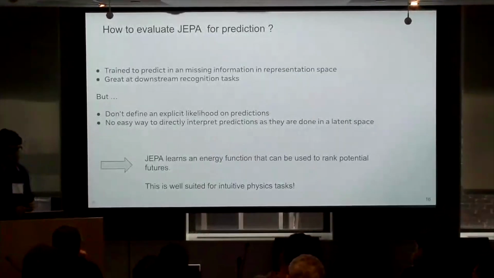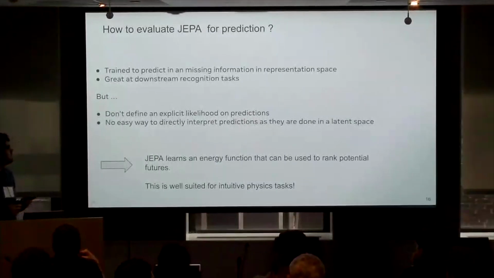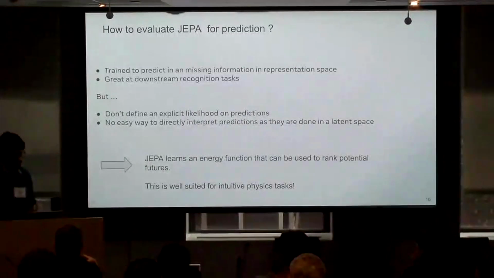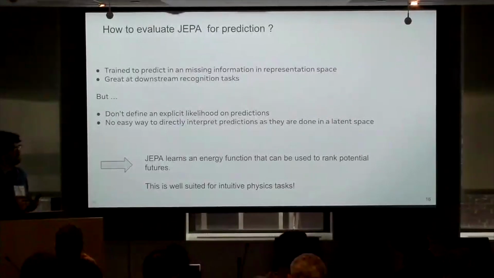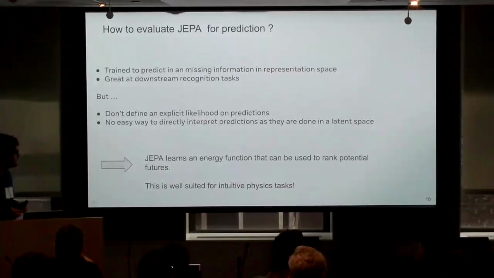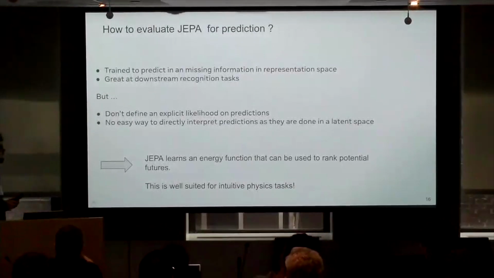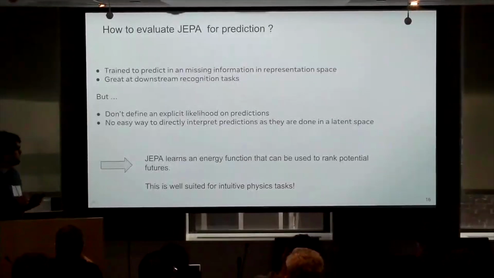So how do we evaluate JEPA for prediction? JEPA is trained to predict missing information in representation space, and this is great for downstream recognition tasks. However, we train it with an energy function, so we don't have an explicit likelihood on prediction. So we cannot just measure the likelihood of future predictions. Also, it's in a representation space, so we don't have an easy way to interpret the representation that we predict. So JEPA learns an energy function that can be used to rank potential futures.